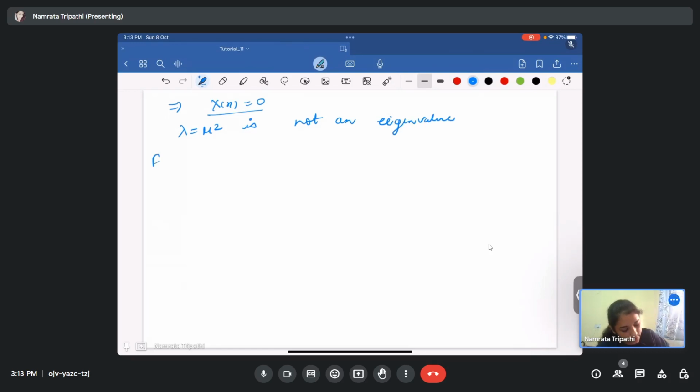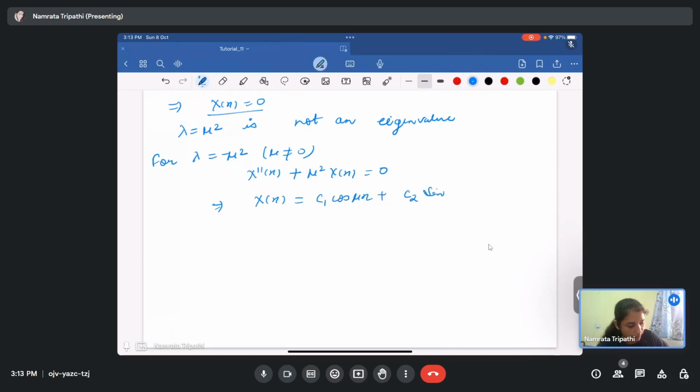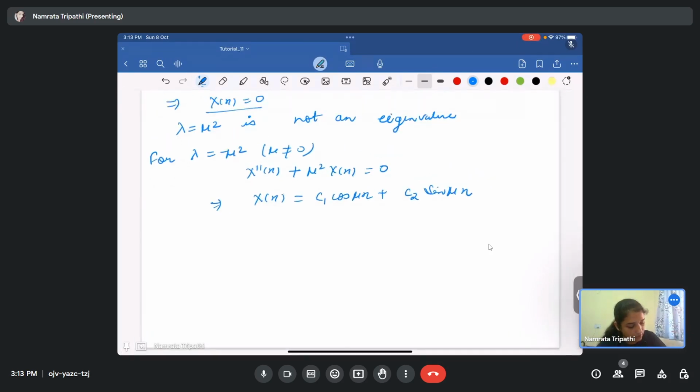Now for the case lambda equals minus mu square, when mu is not equal to 0, of course. Then we put it in and get X double dash plus mu square X equals 0. From here you will get a solution of the form c1 cos mu x plus c2 sin mu x. Fine. Now we will apply the boundary conditions again and find the values of c1 and c2.